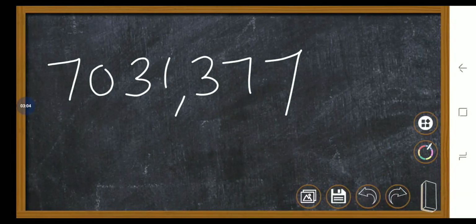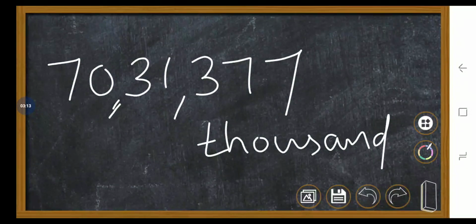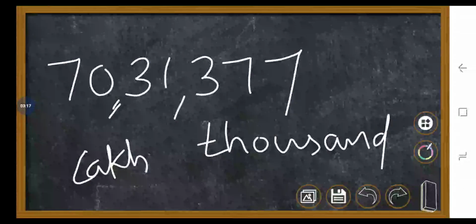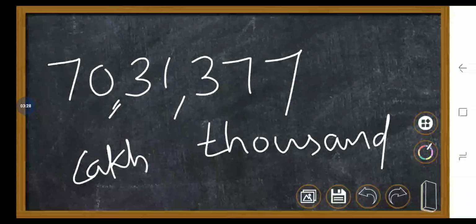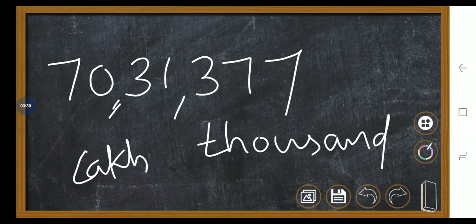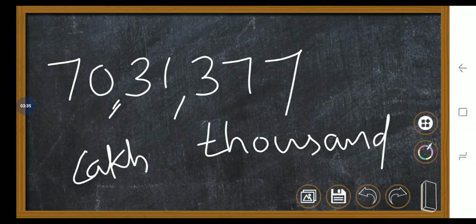1, 2, 3, put a comma; 1, 2, put a comma. When you reach the first comma, you say thousand. When you reach this comma, you say lakh. So how many lakh? 70 lakh 31,377 people were affected by corona in the world. How many? Read again. Repeat with me. 70 lakh 31,377 people were affected by corona in the world.